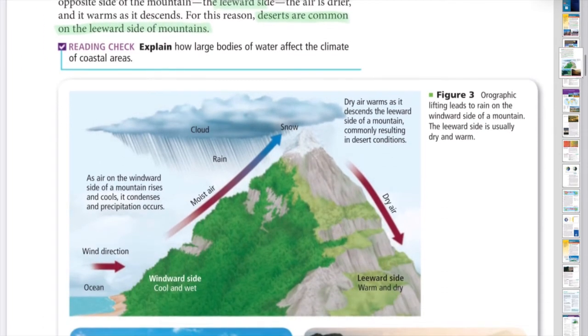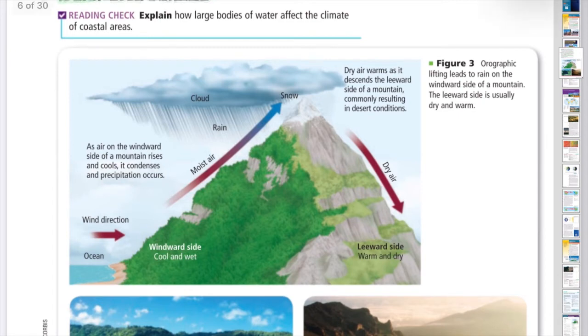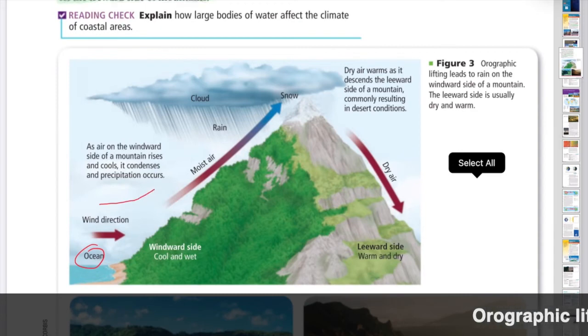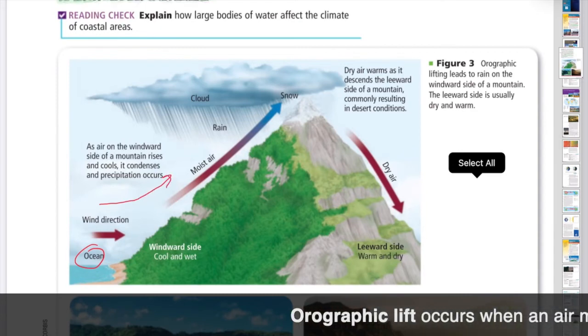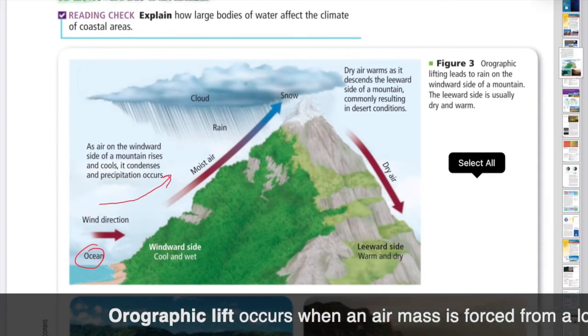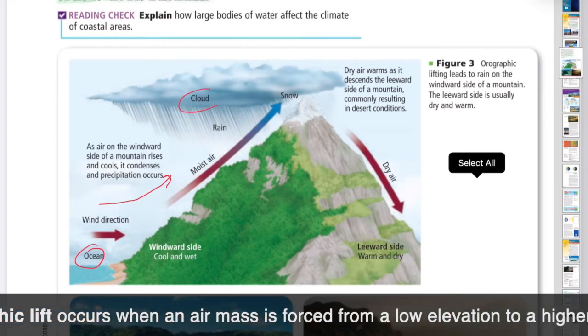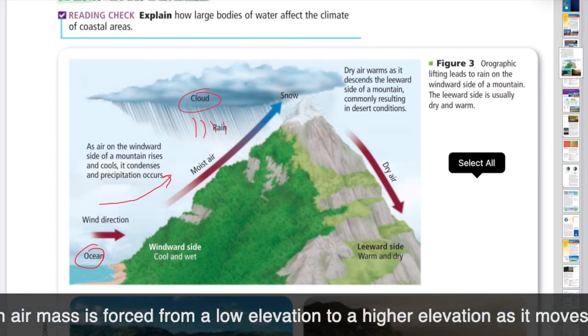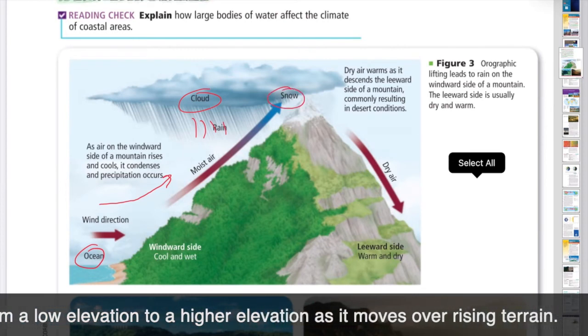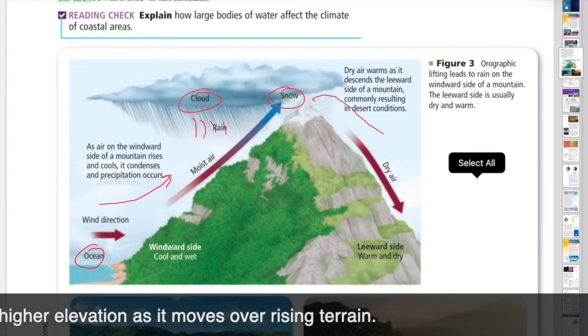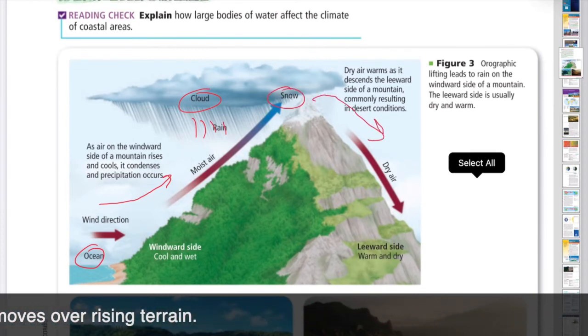Okay. So again, this is just an example showing what's going on here. So you have the ocean out here. So you have air that has a lot of moisture in it. And as it hits the mountain, it has no option but to go up and over the mountain. As it goes up, the air cools, the moisture condenses, you get clouds, you get rain, you get snow at the top of the mountain. And then as this air mass comes over the mountain, it's lost a lot of its moisture. And you have a lot of dry air coming down this side of the mountain.